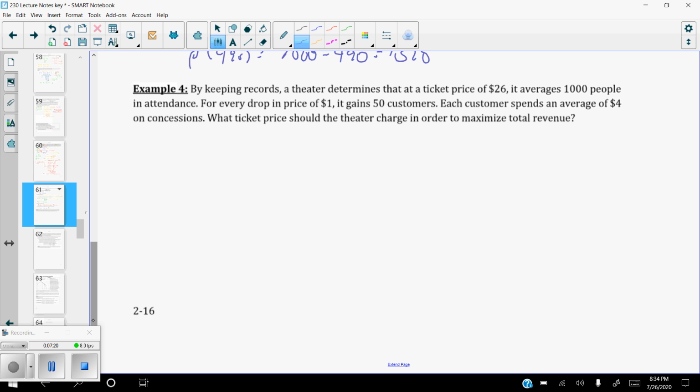Each customer spends an average of $4 on concessions. Okay, so that's just a flat thing. It's telling us that $4 in concessions is how much they spend. What ticket price should the theater charge in order to maximize total revenue?